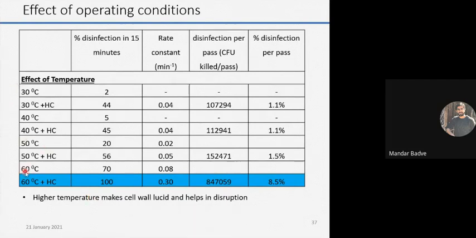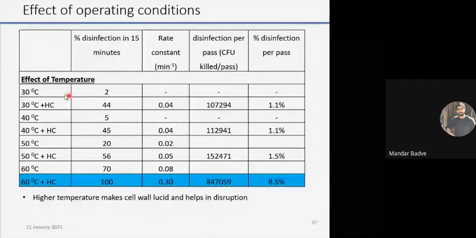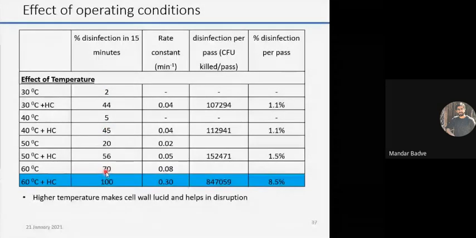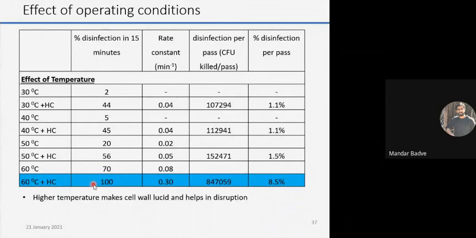as the temperature increases, if you see only the effect of temperature, then from 30 to 60, the disinfection increases. But in all the cases, if you combine cavitation with temperature, the efficiency increases, right? At 30 degrees centigrade, the efficiency increases from 2 to 44. At 40 degrees, it goes from 5 to 45. Similarly, 60 degrees centigrade alone results in up to 70% disinfection. But if you combine that 60 degrees with hydrodynamic cavitation, you get almost 100% disinfection in just 15 minutes, right?